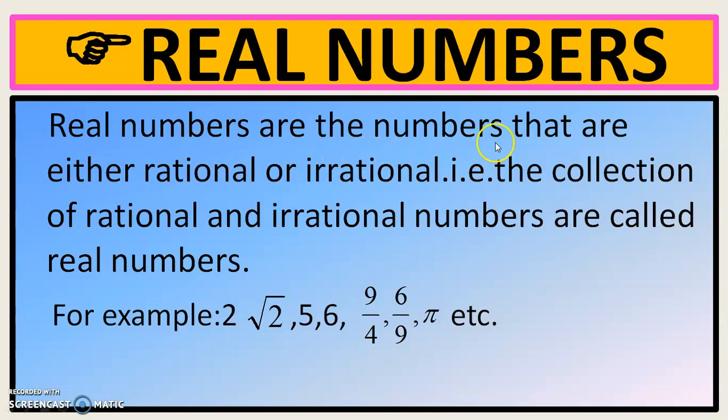What are real numbers? Real numbers are the numbers that are either rational or irrational. That is, the collection of rational and irrational numbers are called real numbers. For example, 2, root over 2, 5, 6, 9 divided by 4, 6 divided by 9, pi, etc. are real numbers. That is, the set of real numbers means irrational and rational numbers taken together.